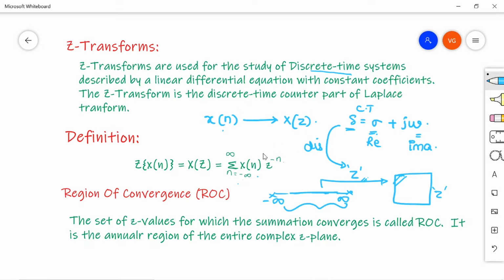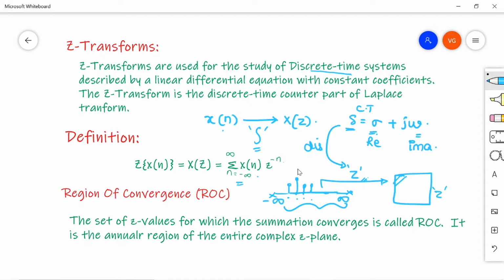Now, the next important term is region of convergence. The set of Z values for which the summation converges is called ROC. If you observe the formula, there is sigma. Sigma stands for summation. In a continuous time signal, you will be seeing the integration symbol. Here it comes to sigma as it is a discrete time signal. So you will have the instances, and all the instances you will be adding, that is sigma here.